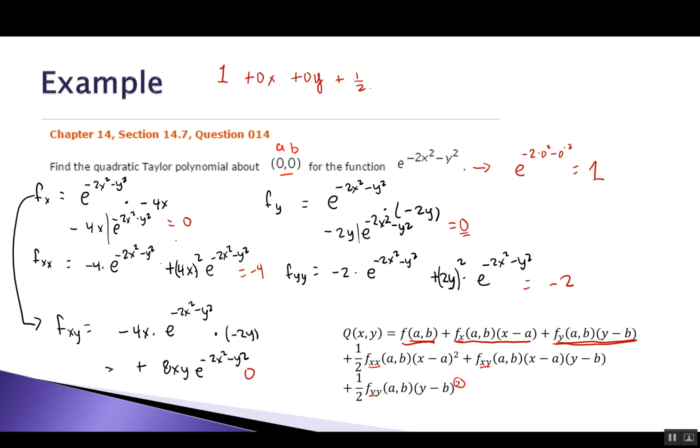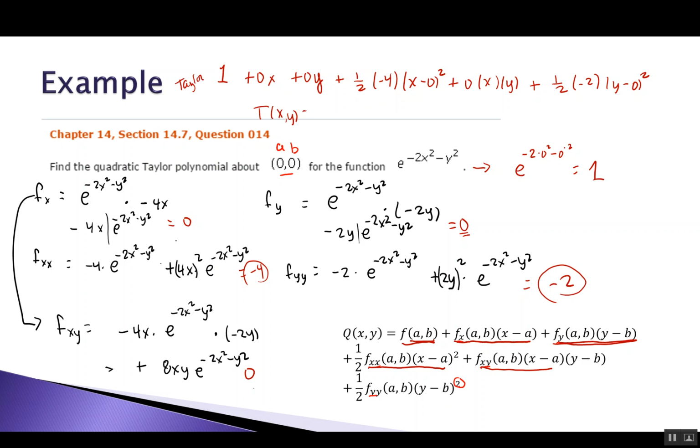Plus 1/2 the second partial with respect to x times x minus 0 squared. There's a minus 4. Plus the mixed partial, which was a 0, plus 1/2 the second partial with respect to y, which is a negative 2, times y minus 0 squared. So my Taylor polynomial works out to be 1 minus 2x squared minus y squared. All that work just for that.